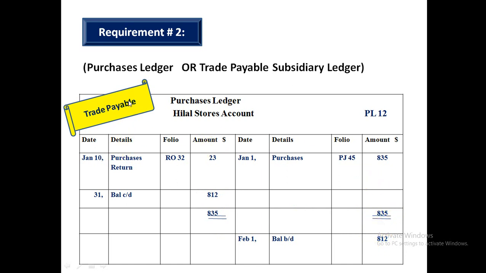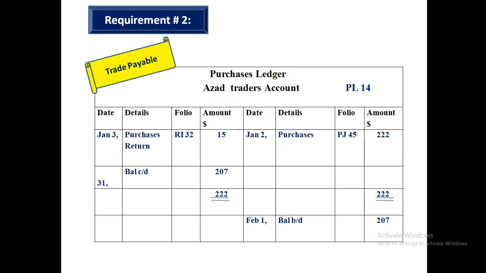So this is how the trade payable of Hilal store will be prepared. Same will be done with other suppliers. Let's prepare Azad Traders account. We had given this number to purchase ledger 14 for Azad Traders. Whenever we are purchasing goods from Azad Traders, the trade payable of Azad Traders will be credit.